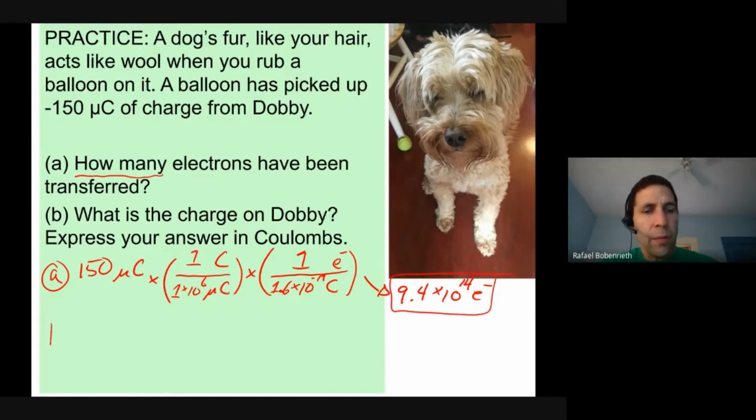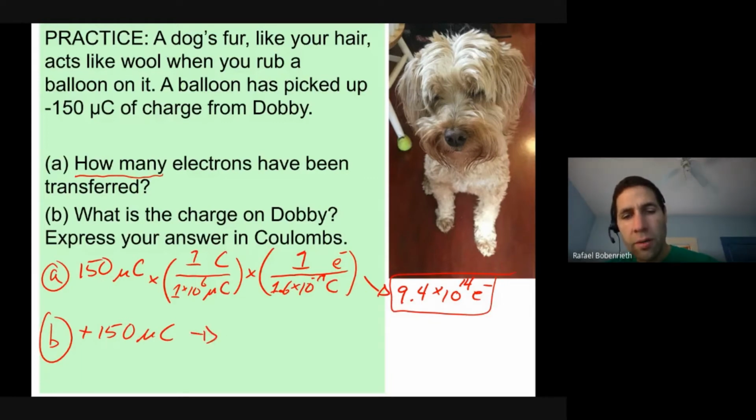All right, and then part B, what is the charge on Dobby? Well, this is really simply an expression of the law of conservation of charge. So if the balloon has negative 150 microcoulombs of charge, Dobby has to have, similarly, positive 150 microcoulombs. But I expressed the answer in coulombs, so that would be 150 times 10 to the negative 6 coulombs, or in scientific notation, 1.50 times 10 to the negative 4 coulombs. That would be the way I could write it.